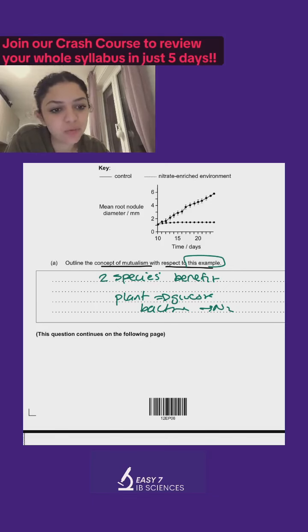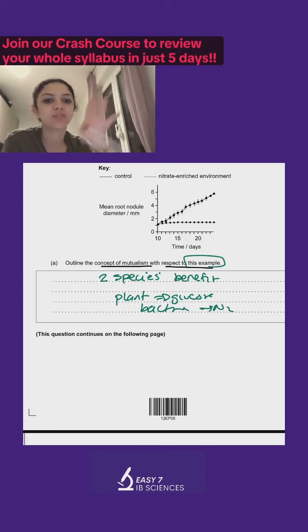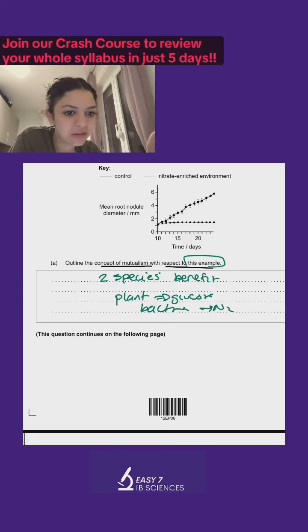Can it use the O2? Good question. I don't think it can, because the whole point is that the plant gives the glucose directly to it, and the O2 is diffused in the air. So it has to be directly given to the bacteria.